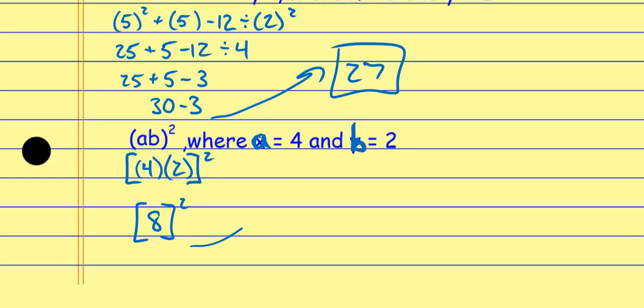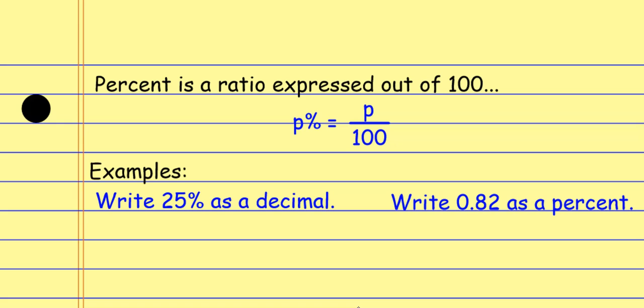And now I do the exponent. So that's a 64. Okay? Percent, remember, is a ratio that's expressed out of 100. So when we say something percent, it means that thing out of 100. We also write it as a decimal by dividing by 100. It moves the decimal 2 places. But those different ways of thinking about percent can help us when we're dealing with operations that have percents, okay?